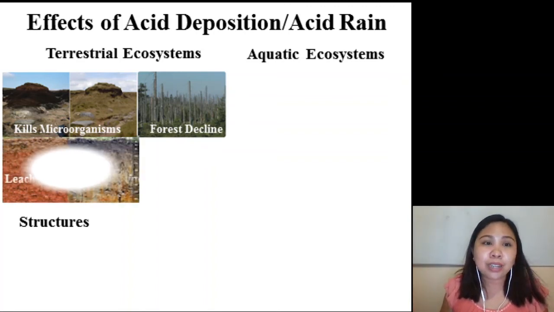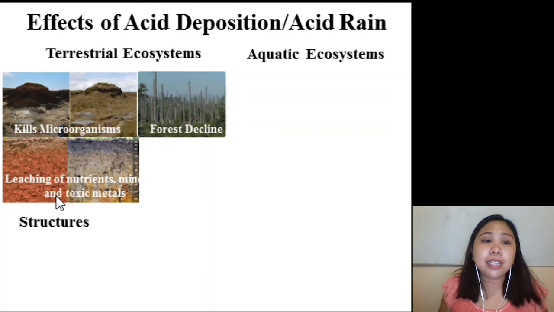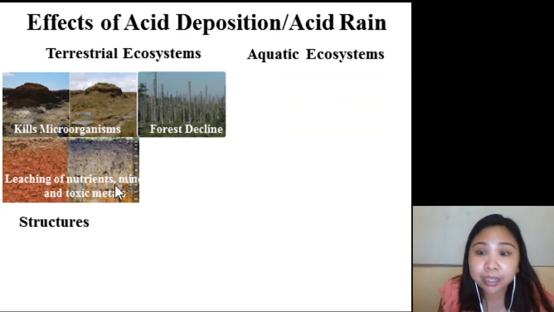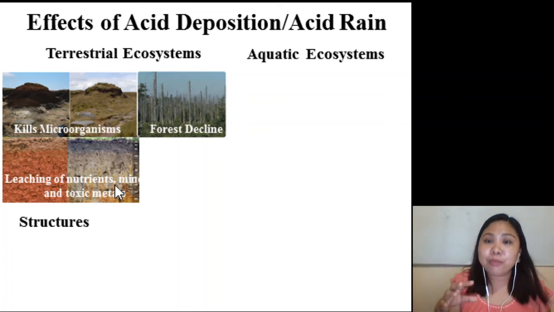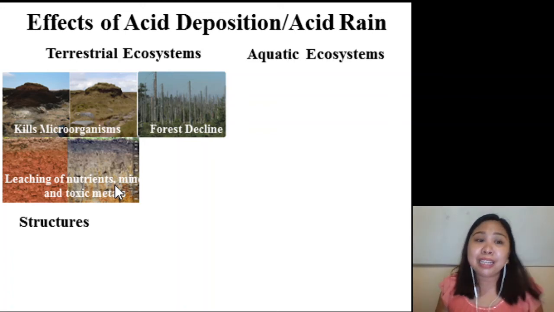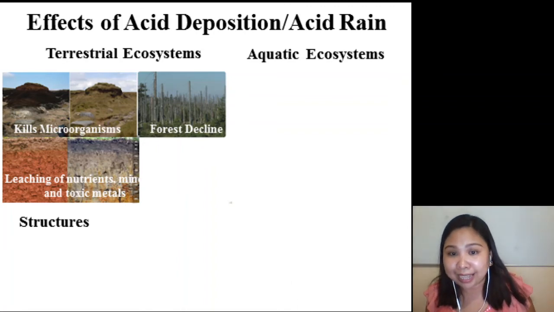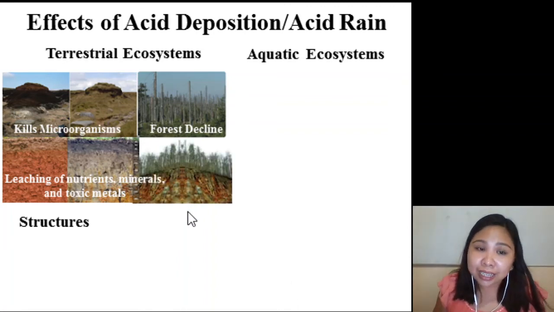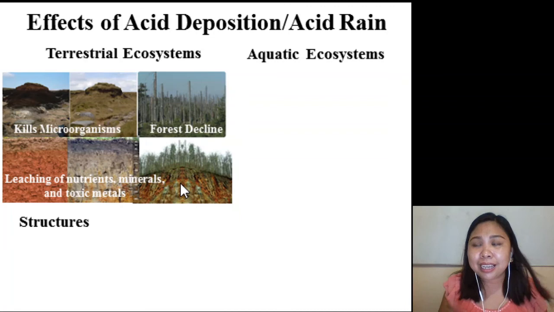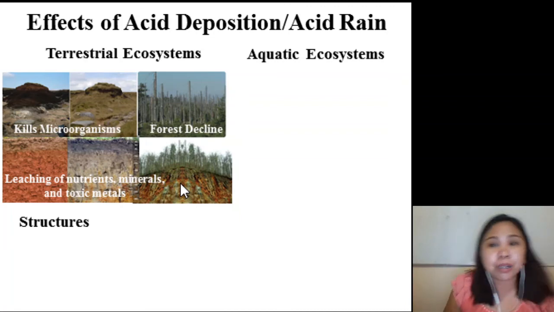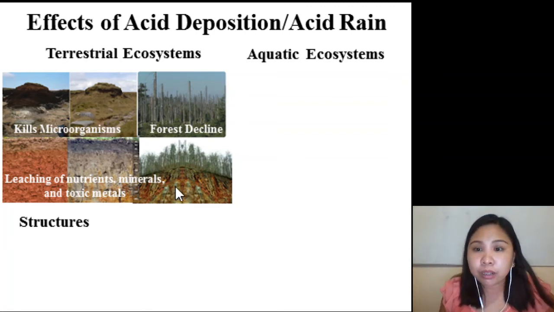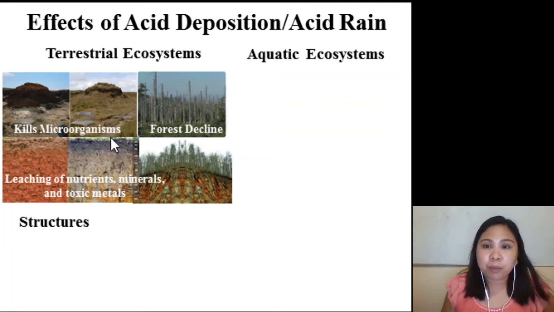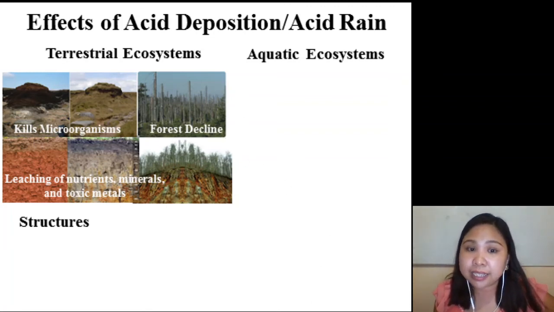So, another effect, there will be a leaching of nutrients, minerals, and toxic metals. Kapag na-penetrate na yung mga soil ng acid rain, magli-leach na yung mga nutrients and toxic metals. So, hindi na magiging highly productive yung mga soil. Hindi na sila magiging favorable for plant growth. So, ganyan po ang epekto ng acid rain sa mga terrestrial ecosystems.